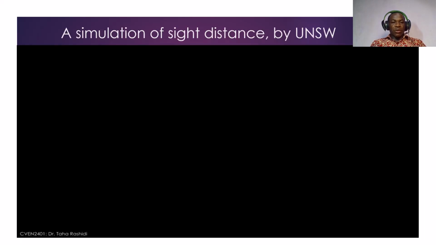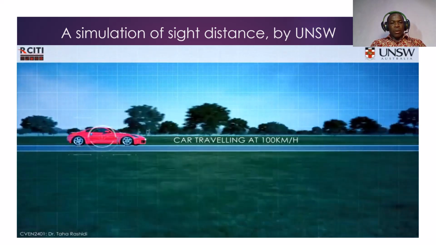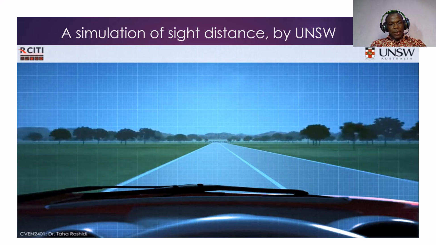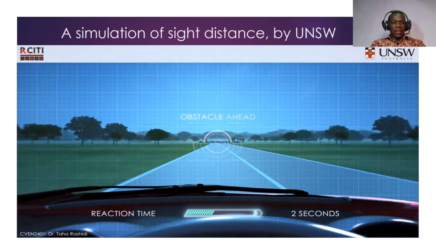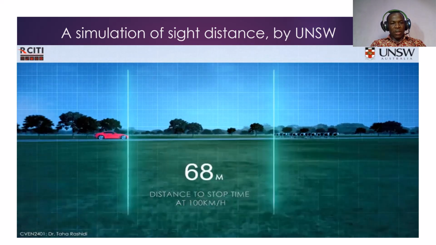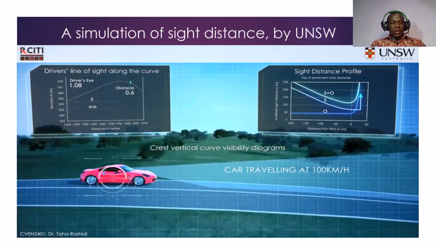Now look at this video that was made by the University of New South Wales about vertical alignment and sight distance. Now look at how it works. A car is traveling at 100 km/h on a relatively flat road. Now it sees an obstruction ahead. Sight distance is the amount of space or length of road that is required for it to stop 1 meter before colliding with the obstacle.